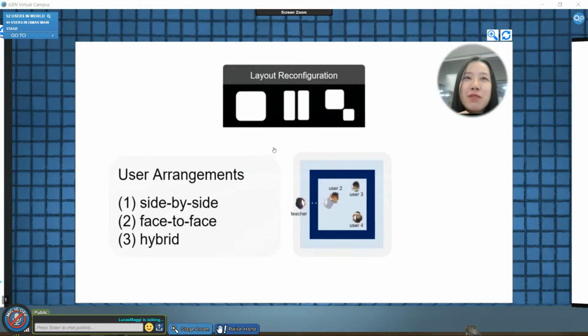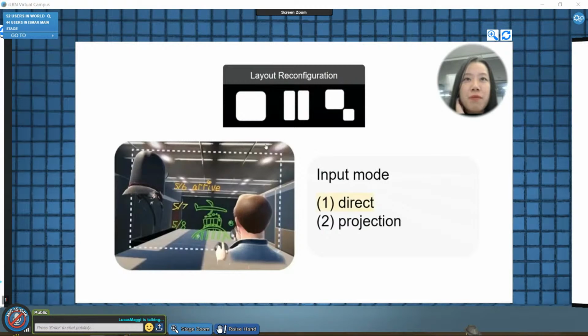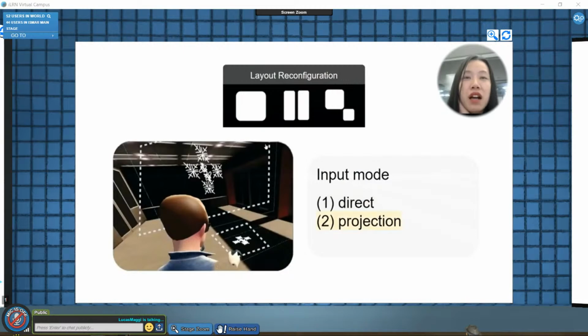The hybrid arrangement inherits the teaching in a classroom metaphor, where the teacher uses the face-to-face arrangement to observe the students, and the students use the side-by-side arrangement for classmates and the face-to-face arrangement for the teacher. We imagine that this arrangement may be useful for online education with a large audience. Regarding input modes, we explore two of them in Collabo VR. One is direct mode, which adapts the metaphor of writing on a whiteboard. The second one is projection mode, which enables the user to sketch on a private workspace at hand and project the contents onto the shared interactive board.